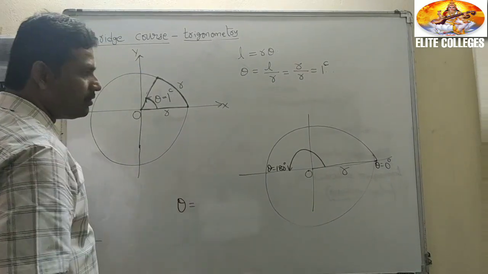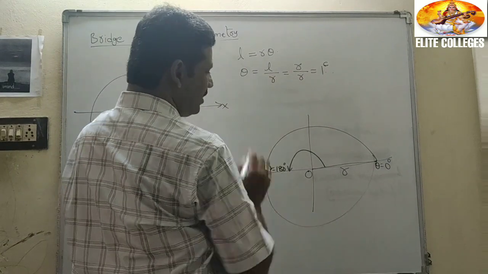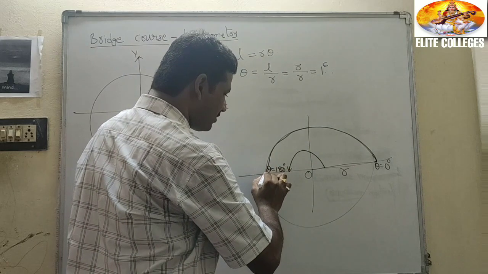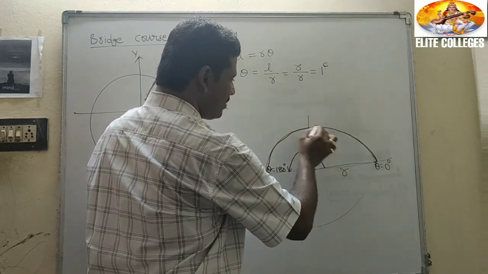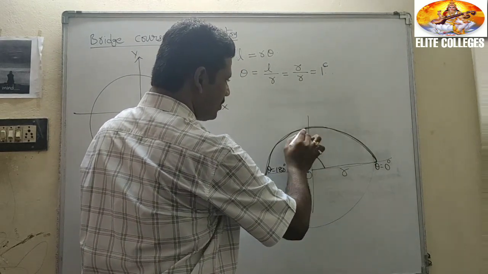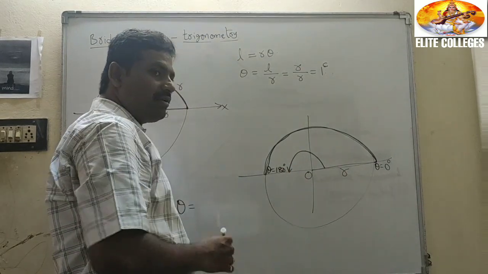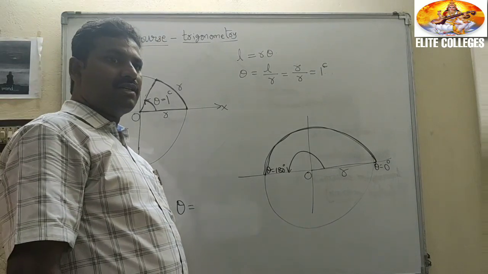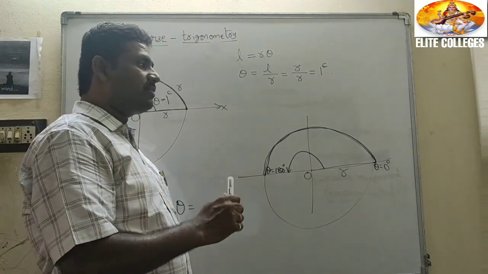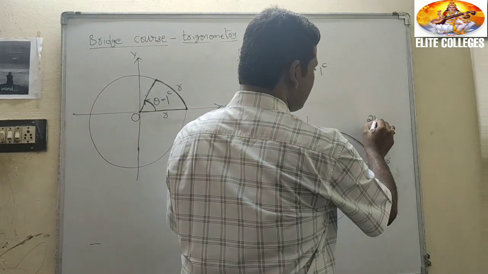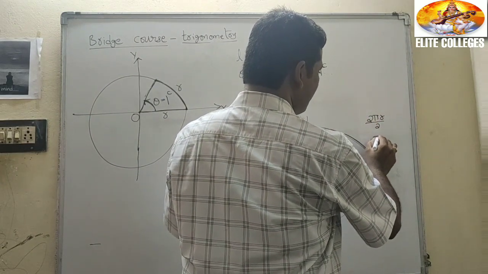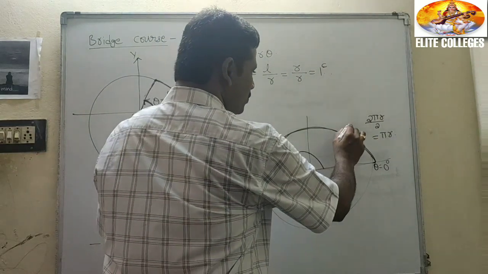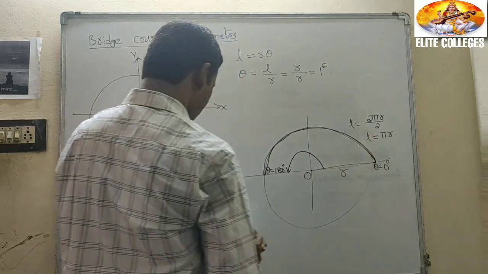What is the arc length? This is the arc length. What is this length? Can you tell me? This is the semicircle. What is the circumference of the circle? 2 pi r. Half of that is equal to pi r. So arc length is pi r.